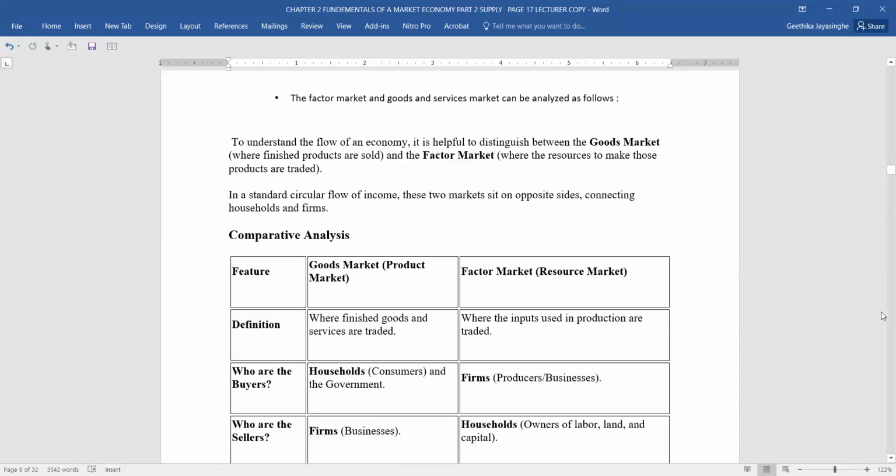I'm on the page. I'll give a little time. One moment. You may read page number 23.